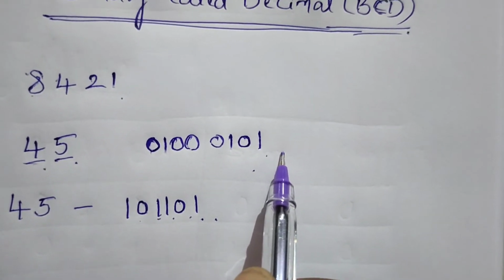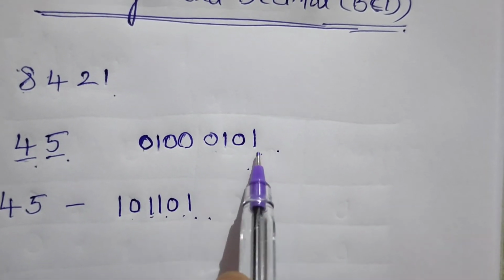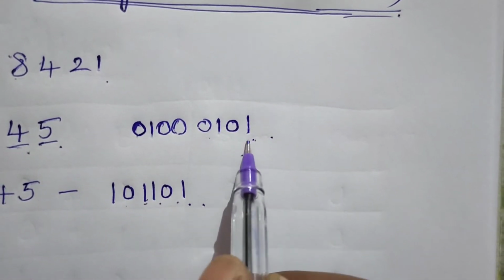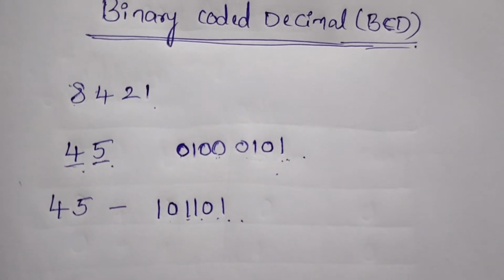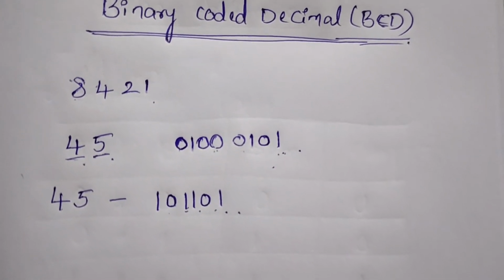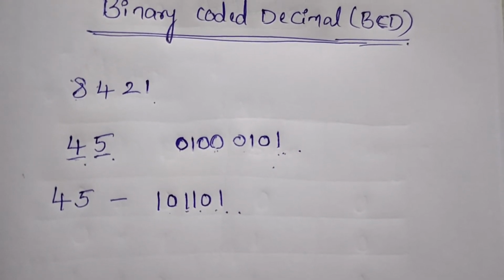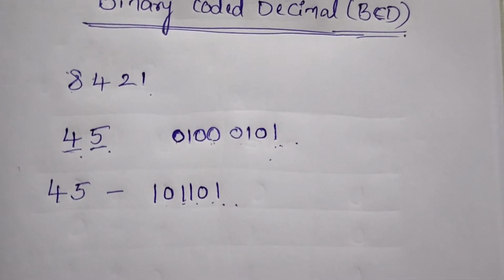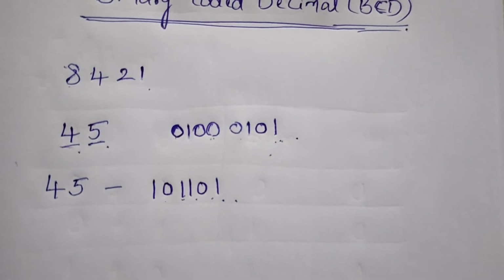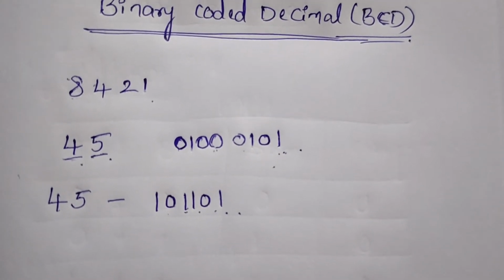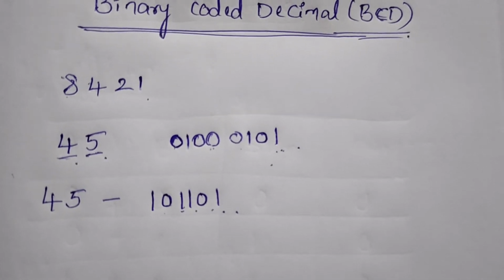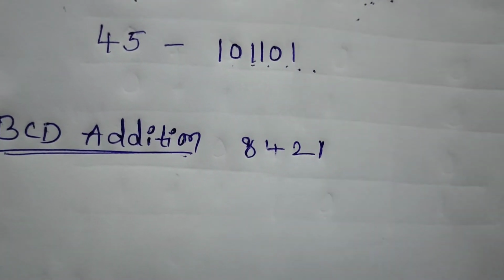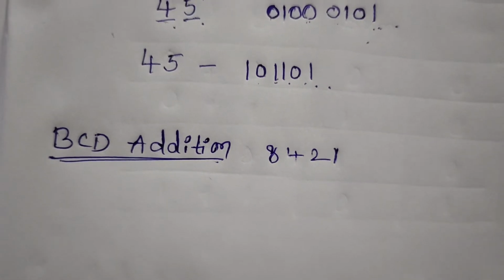So it takes more number of bits, but it is easier to convert. The advantage of binary coded decimal is that it is easy to convert decimal to binary and binary to decimal, but the principal disadvantage is less efficiency, because it takes more number of bits. BCD addition is better understood by taking 3 cases.